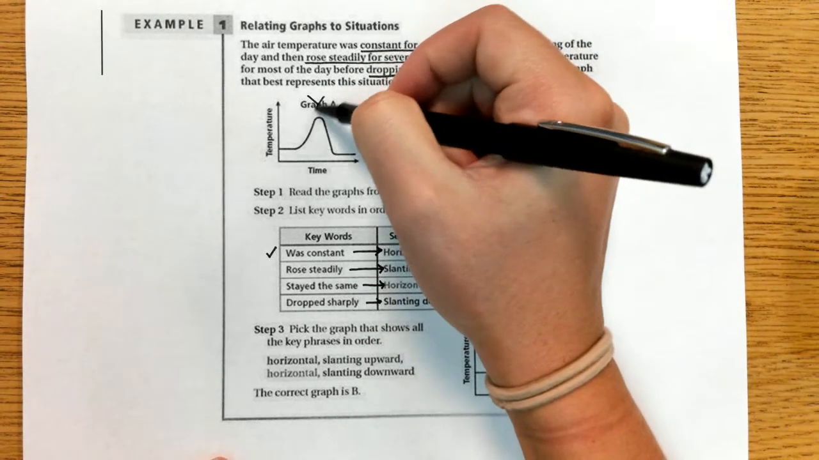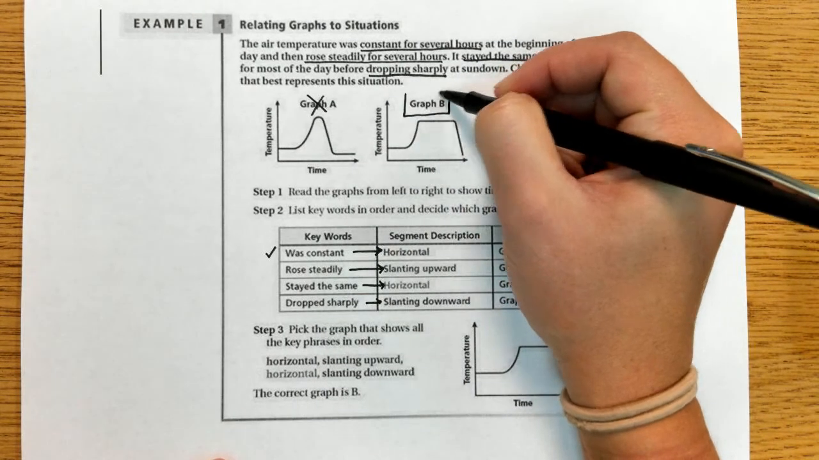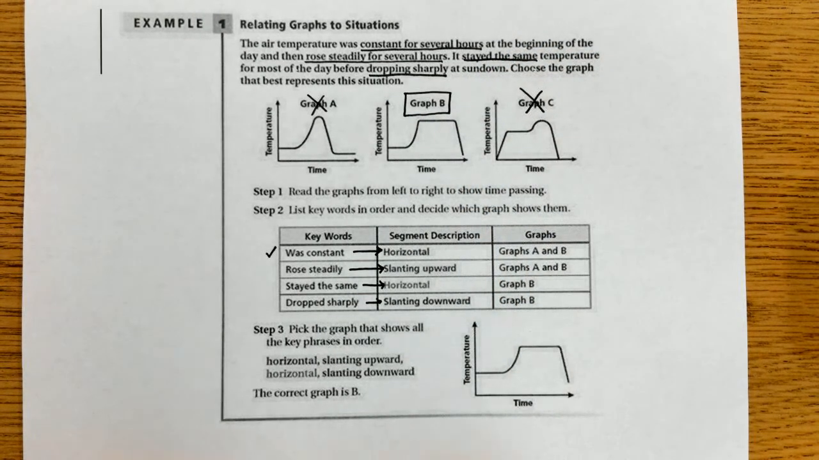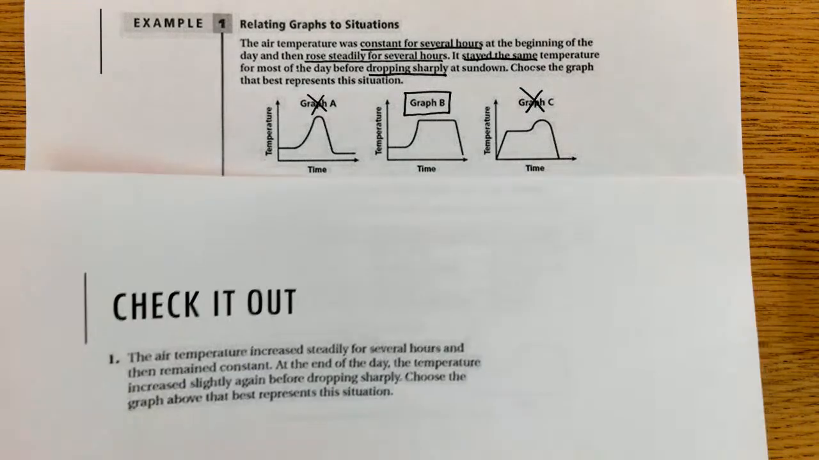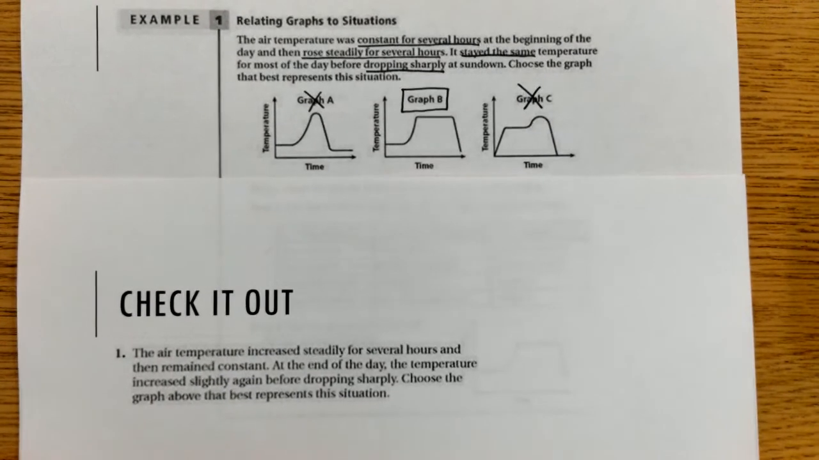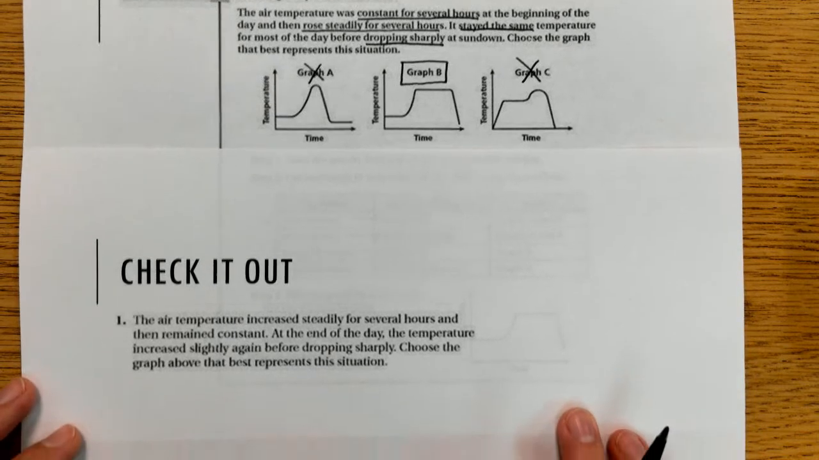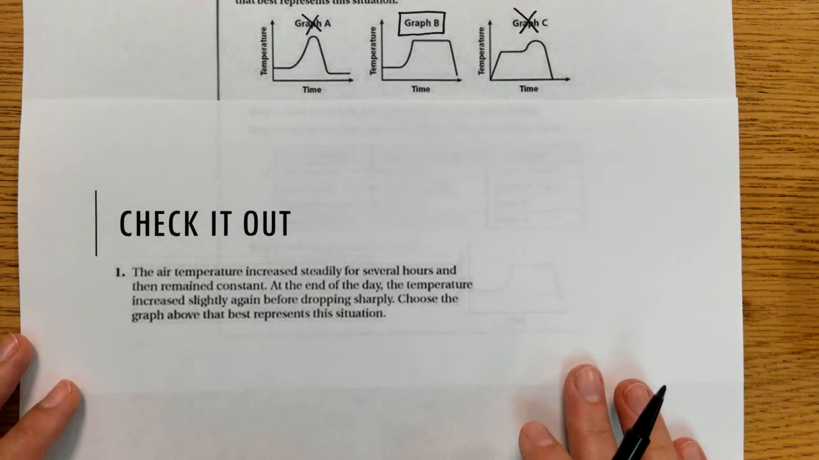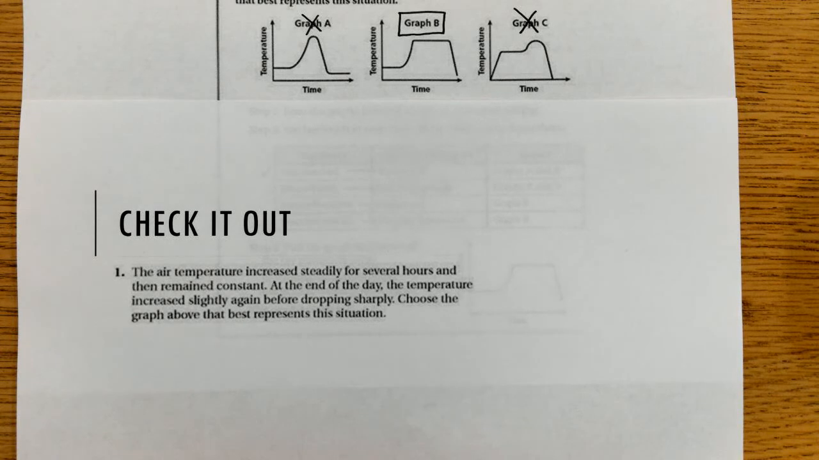So graph A doesn't work. So graph B would be correct for this situation. Okay, so here we have the horizontal, slanting upwards, horizontal, slanting downward. So the correct graph in this situation is B. There is a check it out problem for you to try. It relates to these three graphs again. So I'm going to pause or give you a second to answer this question. So you can pause the video, resume it when you're ready to check your answer.